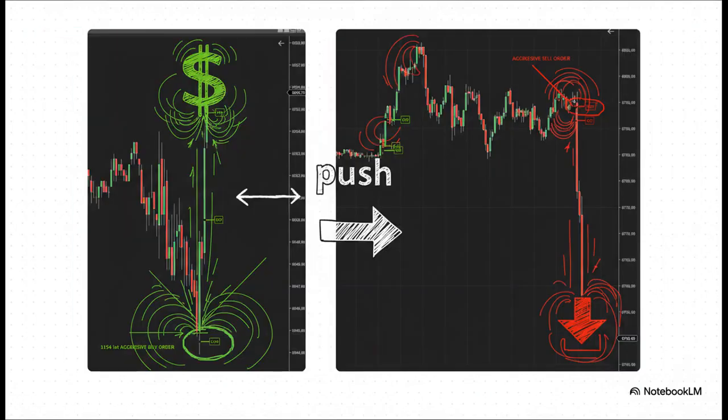And this is where it gets really cool, seeing this force in action. Look at the chart on the left. That's the ES futures. A huge aggressive buy order, over 1,100 contracts, just steps in and boom, you get that explosive green candle. Then on the right, you see the exact opposite. A massive 1,500 contract sell order comes in and just slams the price down instantly. That is pure, unfiltered force.